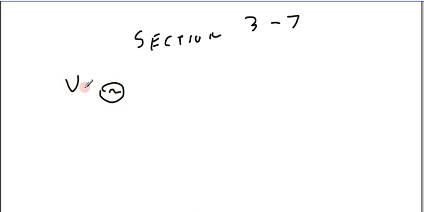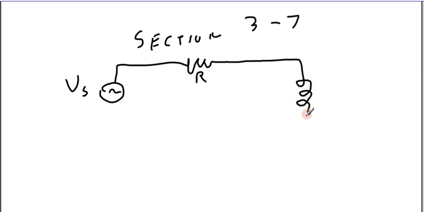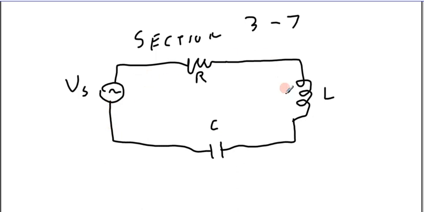We're in section 3-7, and this has to do with electricity. So if I have a voltage source, and that voltage source goes through some resistance R, and across some inductor L, and through some capacitor C, back to the voltage source, then I'm going to have some current flowing in the thing.